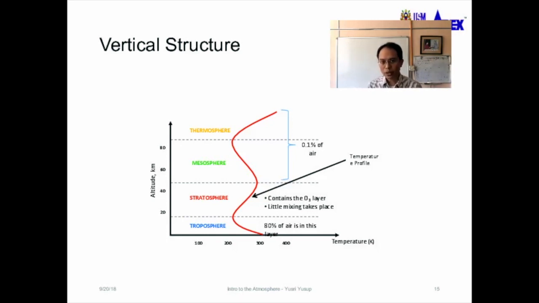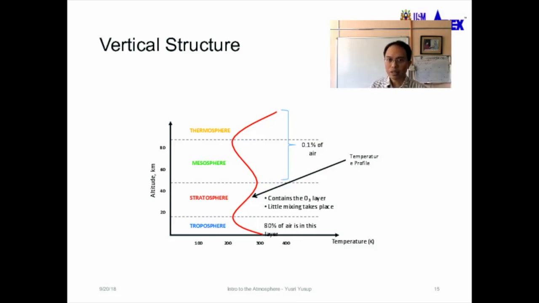But in this layer, even though there are strong winds, little mixing takes place, less turbulence occurs, because of the absence of obstructions to restrict the flow. In the troposphere, in comparison, it has high turbulence. It might have strong winds, but it also has high turbulence because of the surface obstructions.